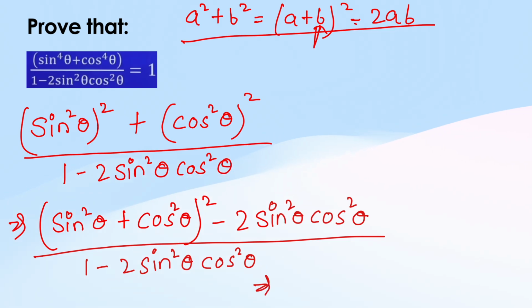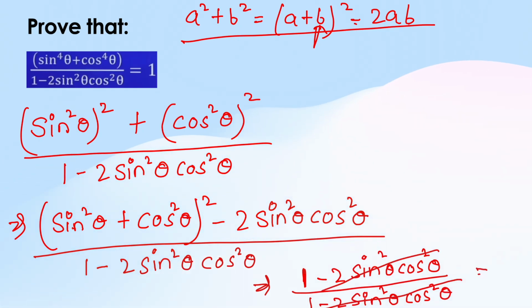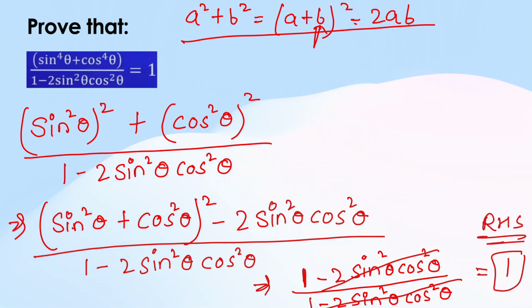See, I can convert sin square theta plus cos square theta. Sin square theta plus cos square theta is how much? 1, no? So 1 square means 1 minus 2 sin square theta cos square theta divided by 1 minus 2 sin square theta cos square theta. Whatever is in the numerator is in the denominator, I can cancel it out, equals 1. And that is your RHS as well. Clear? Means the question was very easy.